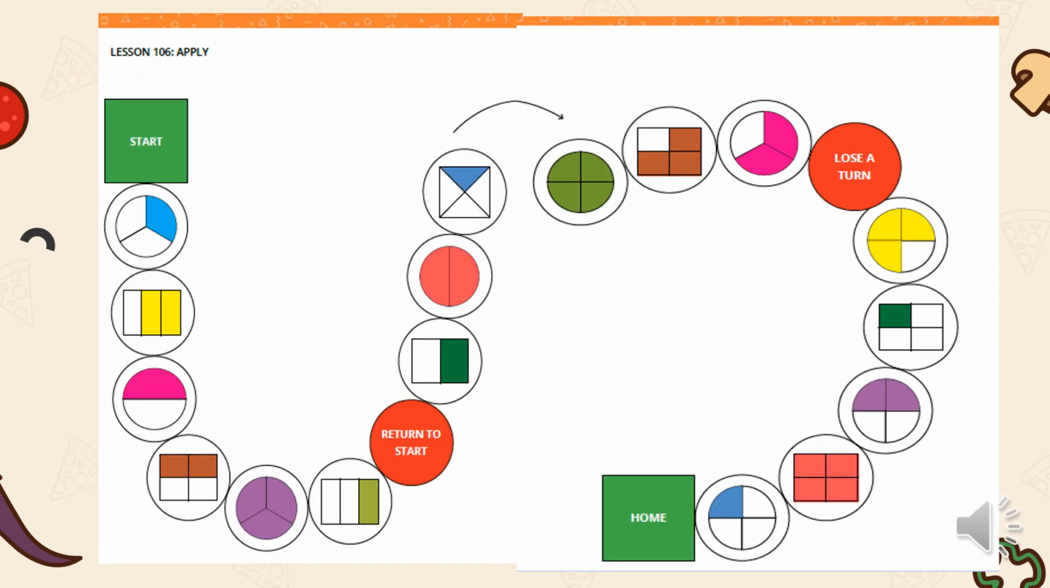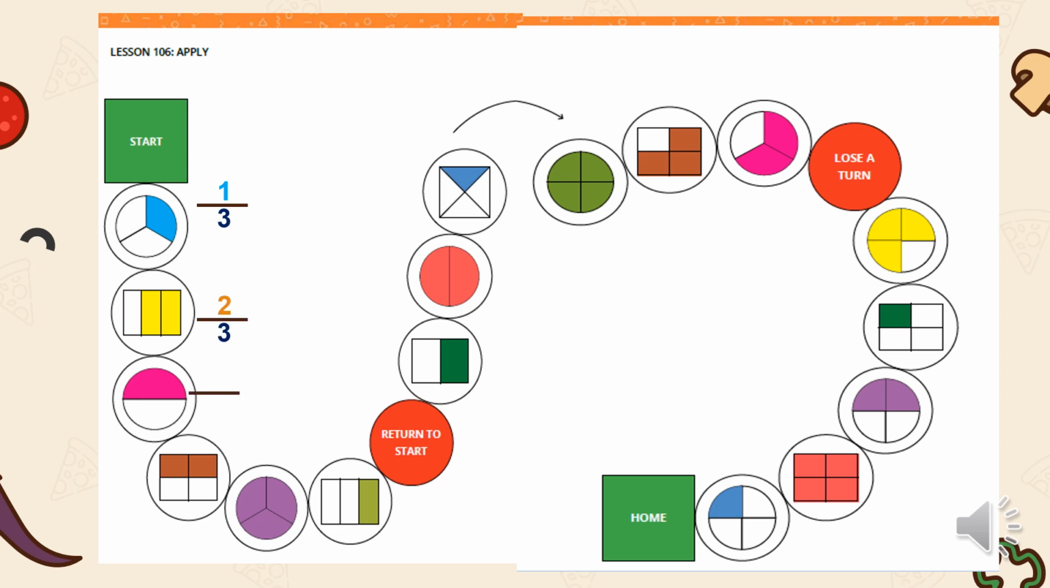Now we have a game where we want to start to reach the home. So the first circle here: 1 color part over the total parts, which are 3. So the fraction is 1 over 3. Next we have 2 color parts over the total parts, which is 3. So the fraction will be 2 over 3.